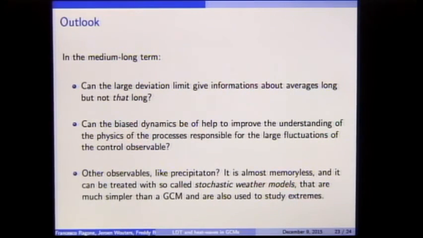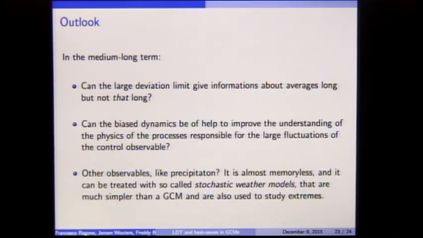And in the medium long term, there are a lot of questions to think about. I mean, first of all, as I said, the large deviation limit is not for this individual heat wave. I'm just pushing the system to realize large fluctuation for a very long average, for an average of a very long time of the control variable. I'm forcing it to create a train of these events, hopefully. I have to check, but this is my idea of what's going on. Is this really useful to compute better the statistics of these individual events? I don't know, I have to check.